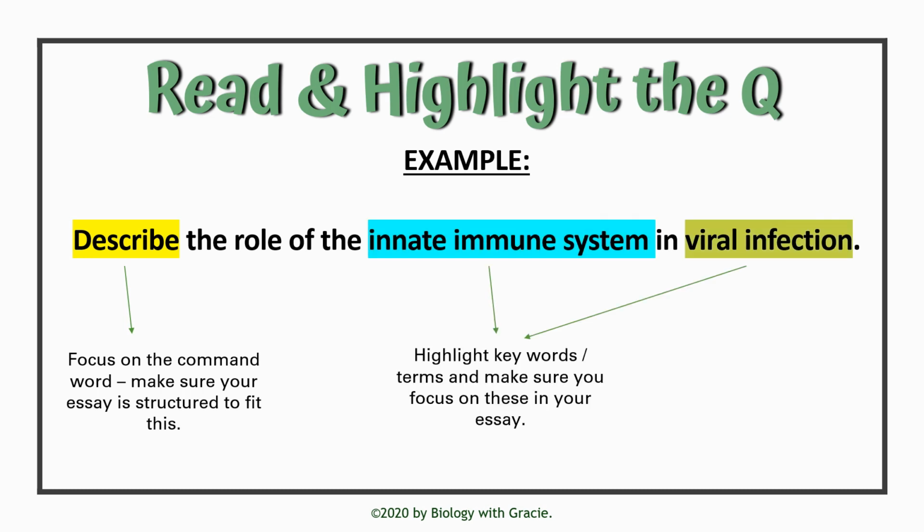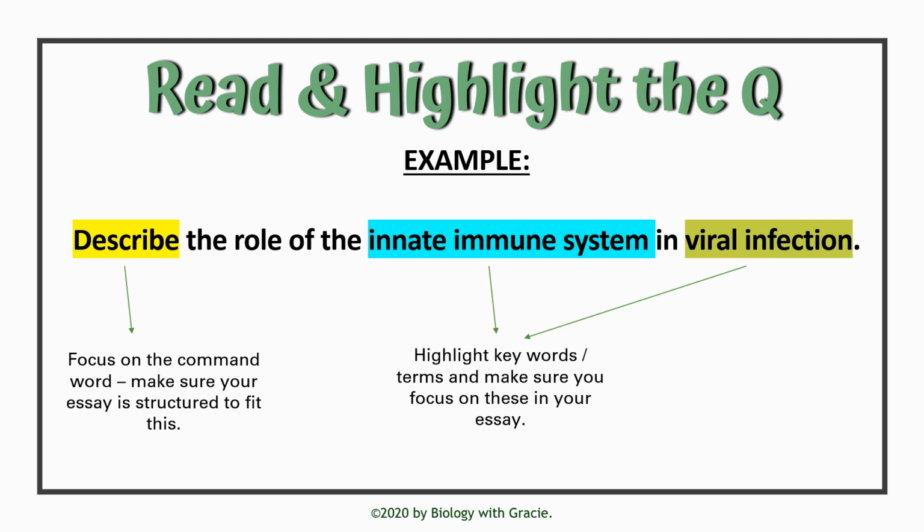The next keywords that I've highlighted are innate immune system and viral infection. The reason I've highlighted these is, of course, because these are the key things that we're going to be focusing on. We want to understand the role of the innate immune system. So we're going to be talking about the innate immune system, and then the specifics is the role of it within viral infection. So we need to talk about what viral infection is and how that interlinks with the innate immune system and how they affect each other.